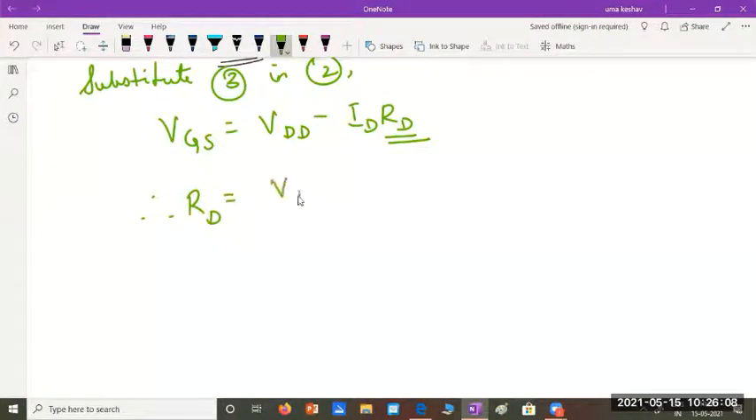Therefore, RD is VDD minus VGS, bringing this voltage to the right hand side, divided by ID. Can you substitute and tell me how much you will get? Please give me some answers. Don't sit quietly. It feels dumb if you sit quietly. I'll not know whether I'm reaching you or not. You have to give me some feedback.